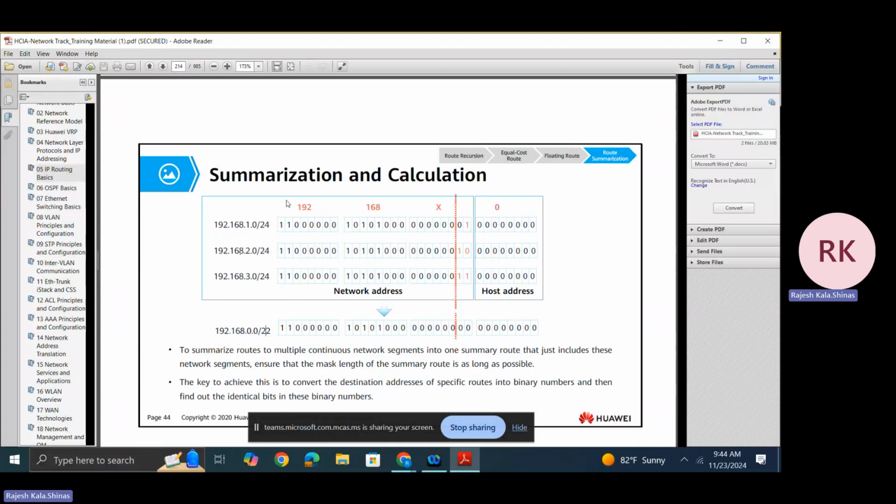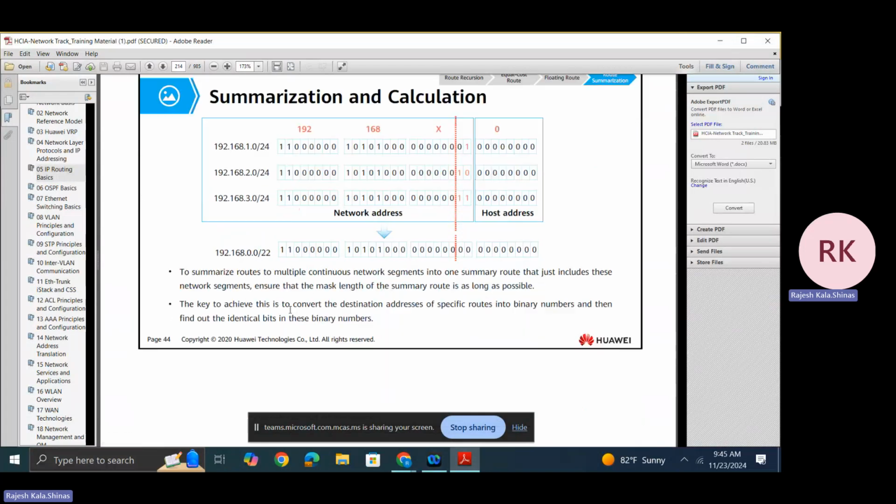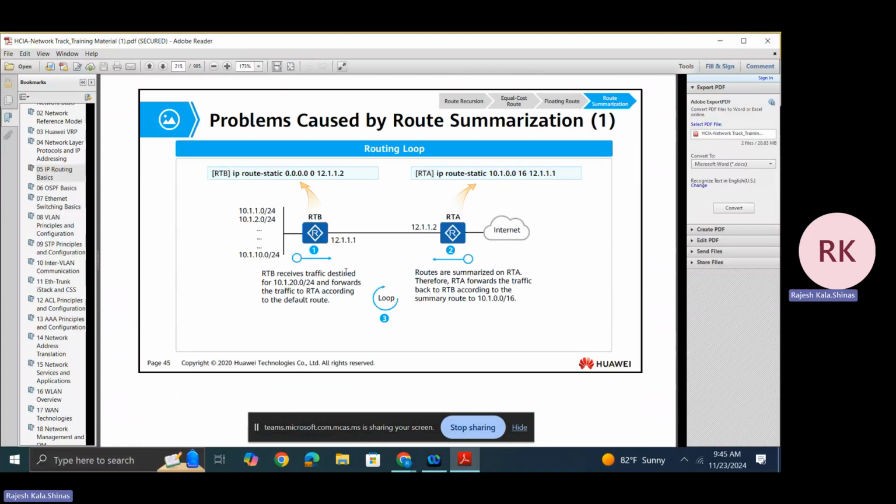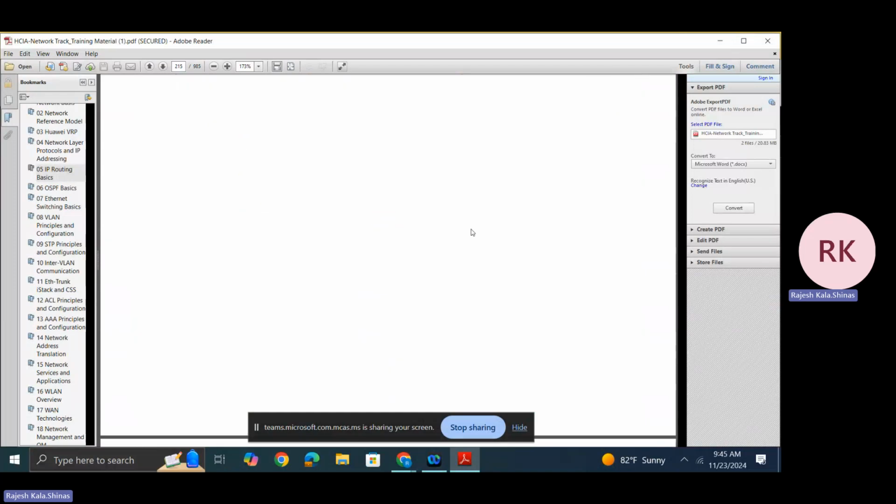So instead of adding routes for each network in the router and making the routing table's RAM memory bigger, I summarize these routes into one. Some protocols have automatic summarization, some have manual. We will do it manually, where we have to add the network, or with auto summary on, they will automatically summarize and put into one. Okay, this one is IP route static. We can summarize. There are problems.